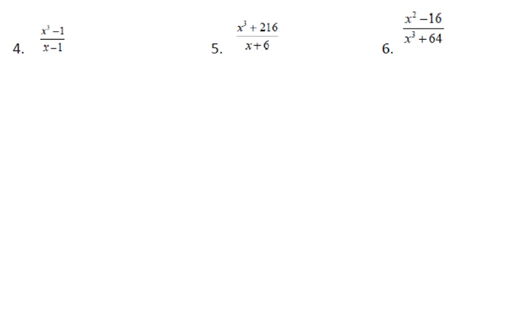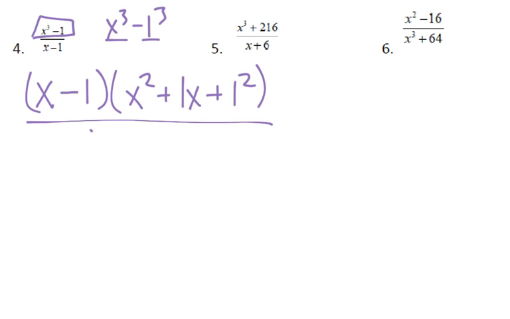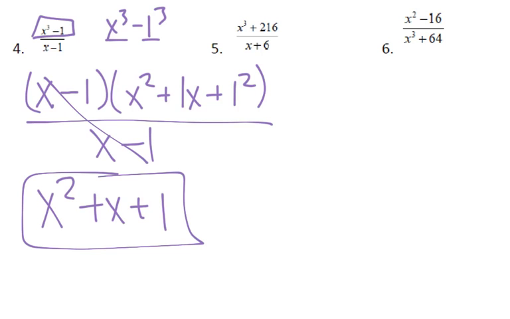Alright, so we just keep on going. Now we've got some more special cases here. So this one, x cubed minus 1, it's a difference of cubes, which remember that is, you take the x minus the 1 times x squared plus 1x plus 1 squared. So we get all of that over x minus 1. Those cancel. We're left with x squared plus x plus 1 for our answer.